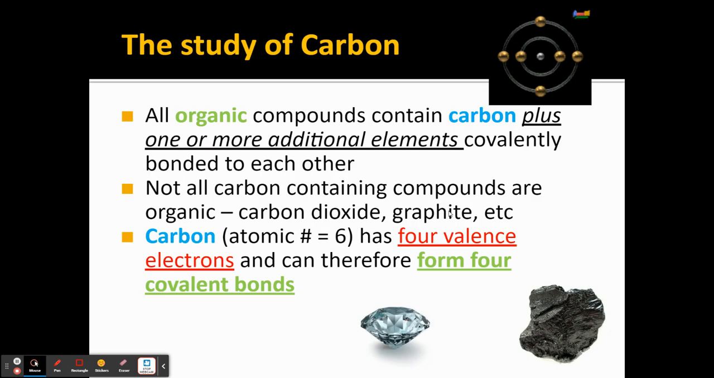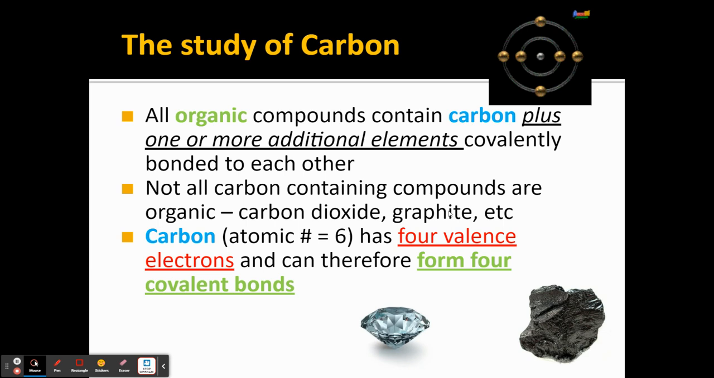All right, so all organic compounds, like I said before, do contain carbon plus one or more additional elements, and one of those has to be hydrogen, okay, that are covalently bonded to each other. Now, there are many molecules out there that contain carbon, but they are not considered organic, such as carbon dioxide.